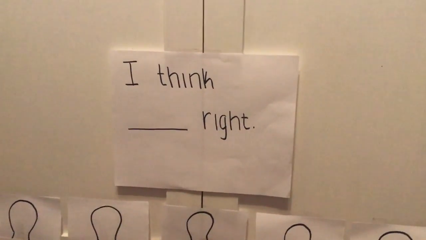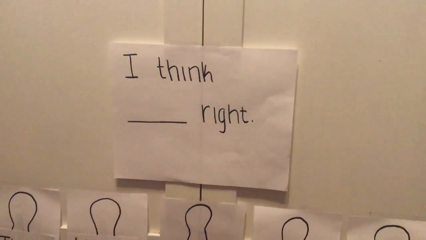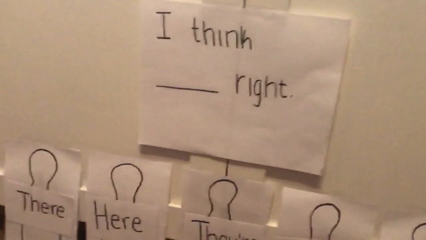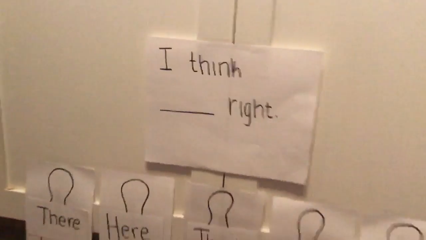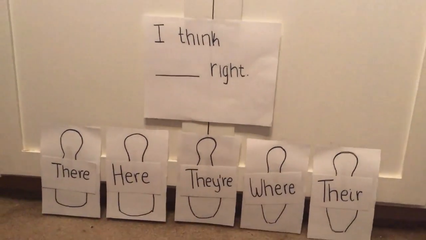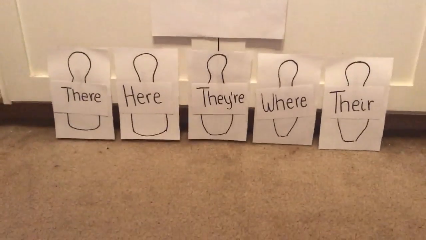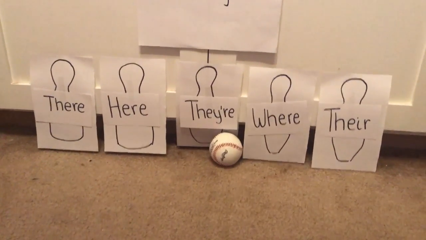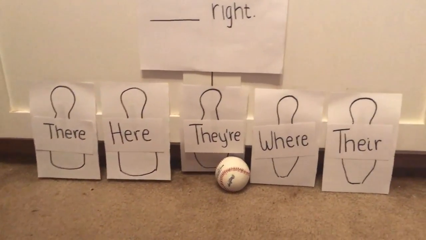And here is our sentence that is missing the proper usage of the word there. So what the next student in line is going to do is take their bowling ball and roll it to the answer that they think is correct, thus knocking it down or bending it inward.